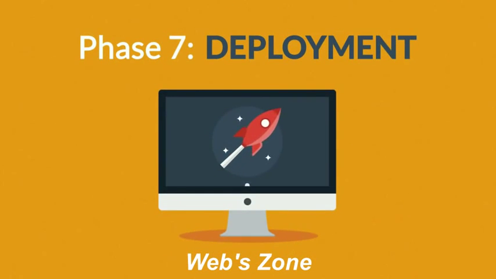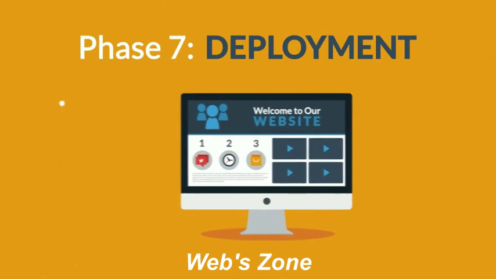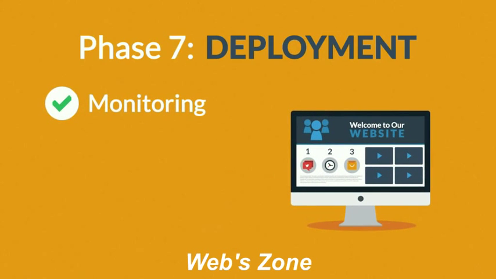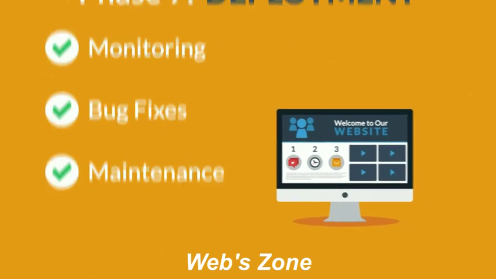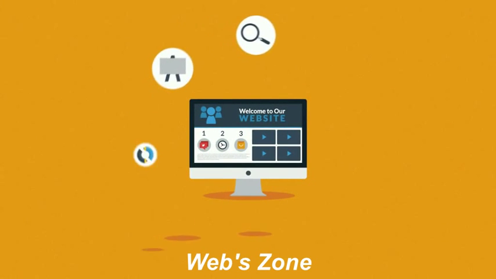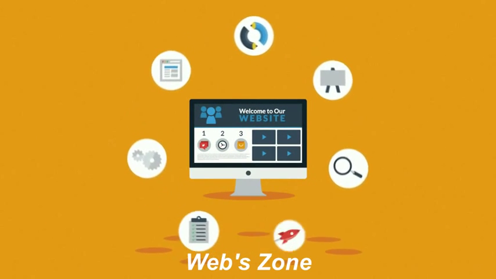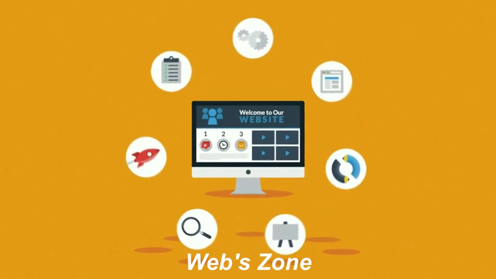Phase 7. Deployment. After we launch the site, our job is definitely not done yet. We always monitor what's happening after the start, enabling us to fix any possible deficiencies. And if you want, we can also manage the future maintenance and updates for you. As you have just seen, web design is a very complex process, but we believe this is how websites should be done.